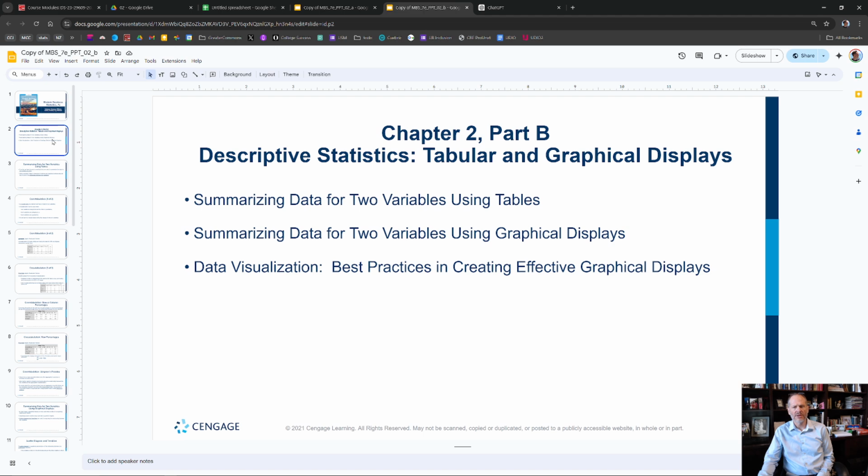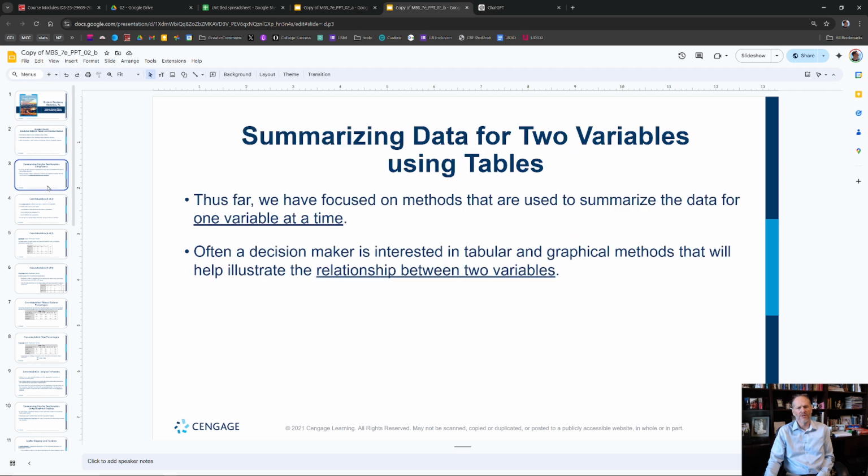So tabular and graphical displays, we've looked at different tables and we've looked at different graphical displays: bar charts, histograms, stem and leaf, and then also dot plots. But now we're going to look at summarizing data for two variables using tables and graphical displays. Because everything we've looked at so far has been one variable. It's been like, how many days does an audit take? Or, which soda did somebody choose? And so now we're going to look at two variables.